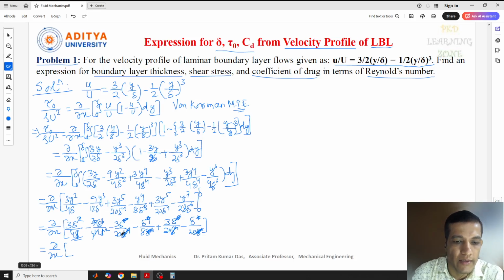So all these values, we will keep the 20 part on one side, like whatever the denominator 20 is there, that we will keep. So similarly we can write this as 6 by 20 delta, and this is minus 1 by 8 delta, and this is minus 1 by 28 delta, and this is bracket close.